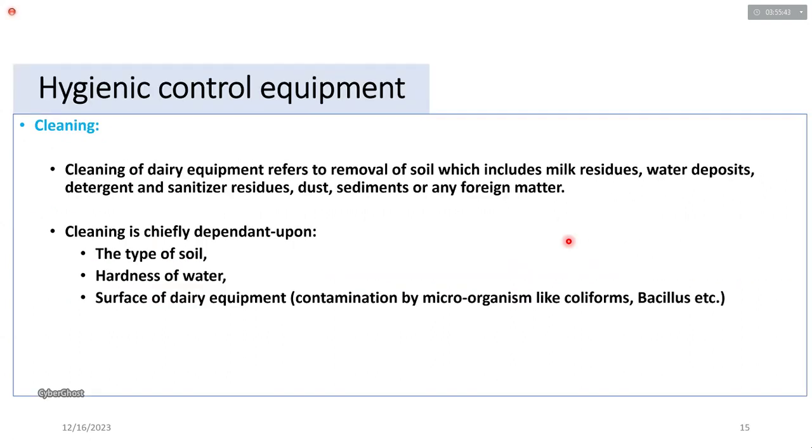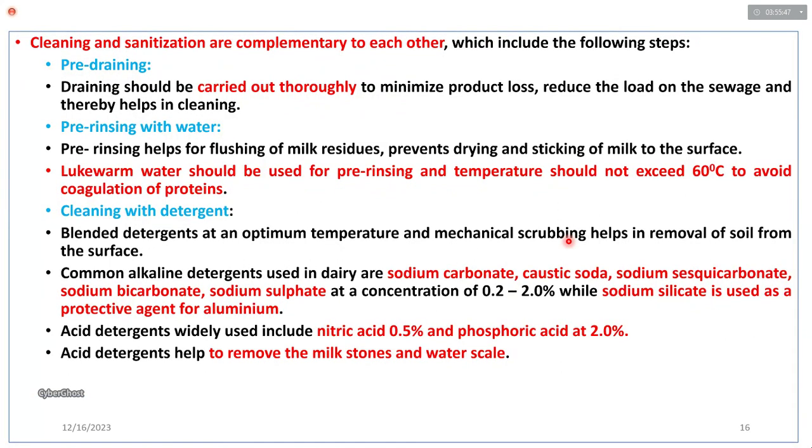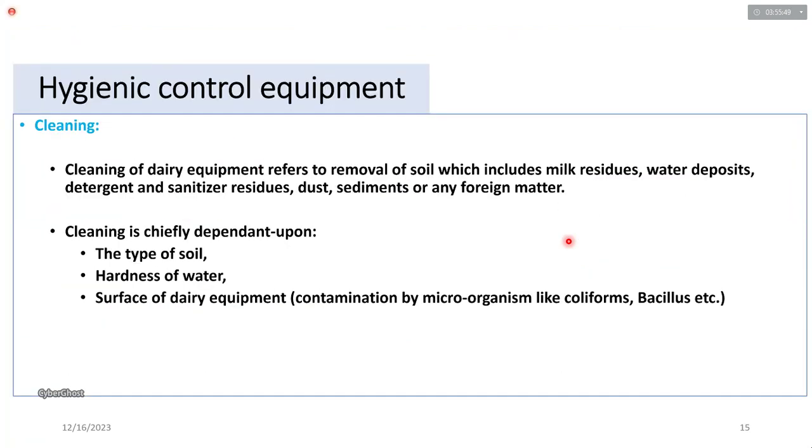So how we are going to clean those equipments, right? Those things are given here. Those are very simple things to understand, right? So very easily we can clean them using very clean, pure water, right? So at least rinsing with water is more beneficial than doing nothing, right? So that's the best thing, right?